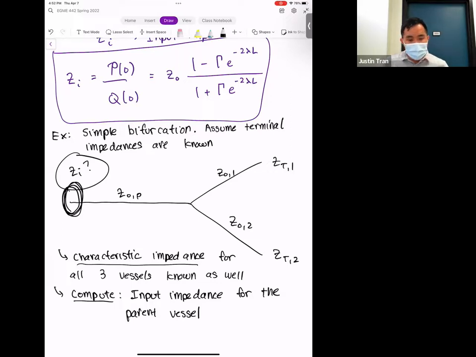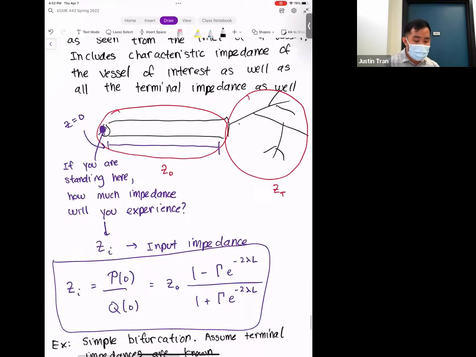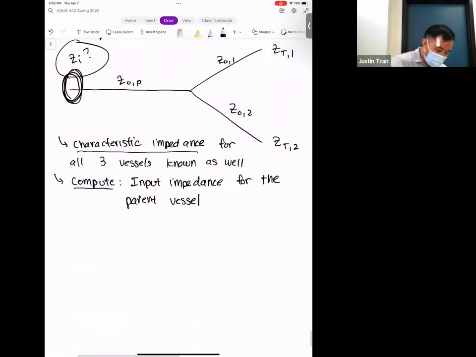Sure. So the question is, can I explain how P of naught divided by Q of naught is the input impedance? Yeah. And so that is based on the fact that the way that we define impedance is this relationship between pressure and flow, right? That's ultimately what impedance is.